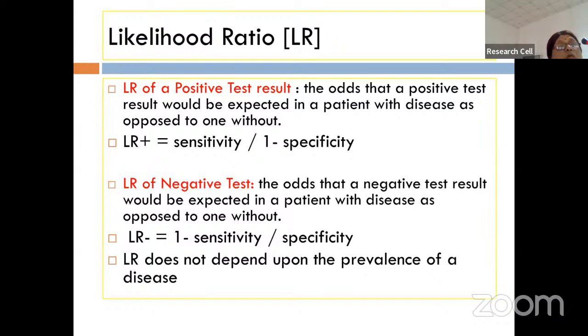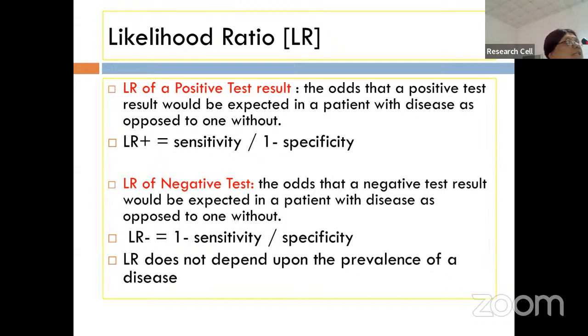Another is likelihood ratio of negative test. It tests the probability of a person having a negative test. So how much is the expectancy that the person does not have the disease if the test is negative? And it is calculated as 1 minus sensitivity divided by specificity. So it entirely depends upon sensitivity and specificity, and it does not consider the prevalence of a disease.